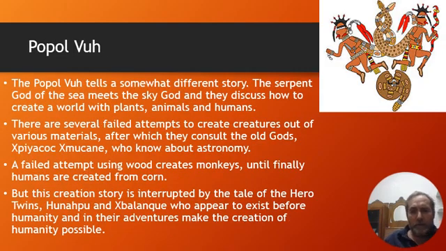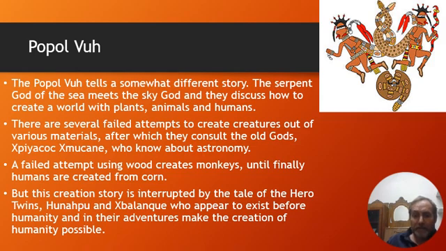So, according to the creation story of the Popol Vuh, the serpent god of the sea meets with the sky god, and they talk about how to create a world, you know, animals, humans, and so on. They try a few times using different materials, which all fail. Then they talk to the old gods. I'm not going to attempt to pronounce those names. If you're curious, the X's are pronounced as a sh, like an SH, right? But the old gods know something about astronomy.